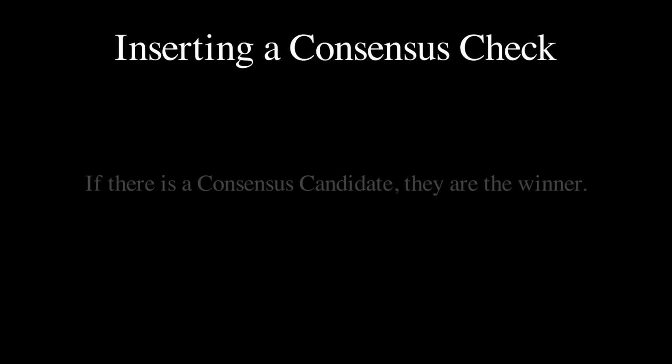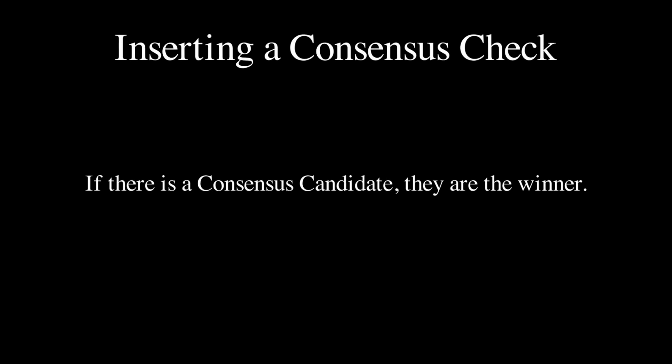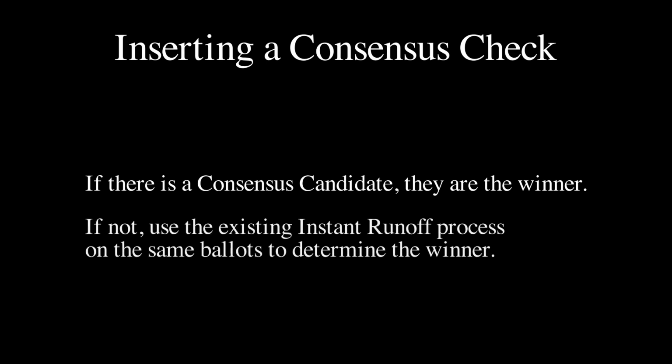Instant runoff can override the express wishes of the voters by eliminating candidates early in the process. Adding a consensus check ensures that if the voters prefer one candidate over each of the other candidates one-on-one, they are the consensus candidate and the winner. If not, use the existing instant runoff process on the same ballots to determine the winner.